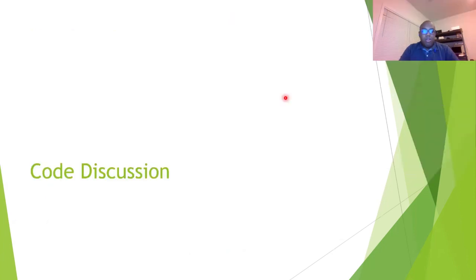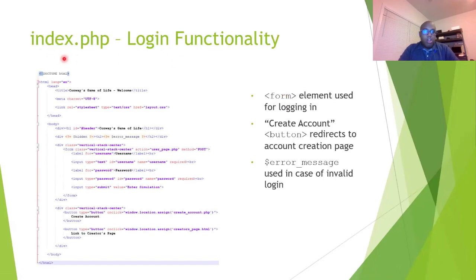And now I'll be giving an in-depth discussion of our code. So first of all, we have the index.php file, which provides login functionality. The form element here is what we use for logging users in. We have a create account button element that, when clicked, redirects users to the account creation page. And in addition, we have an error message variable that we use to display an error message in case of invalid login.